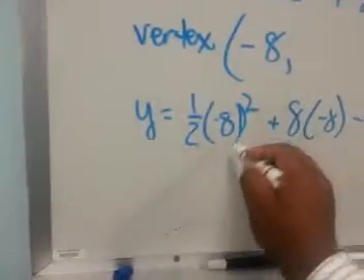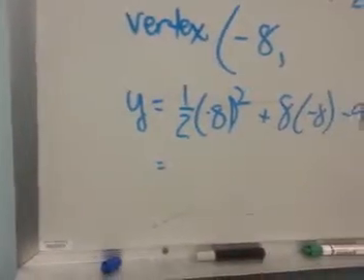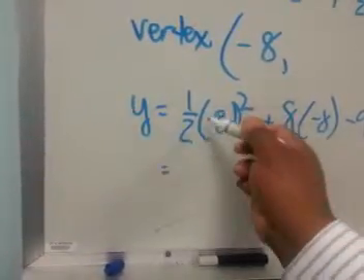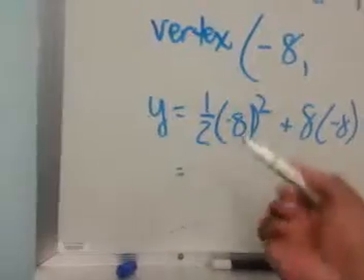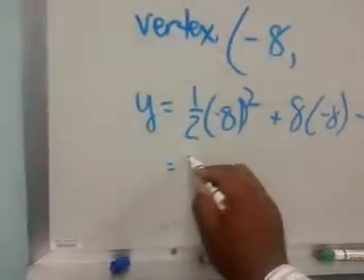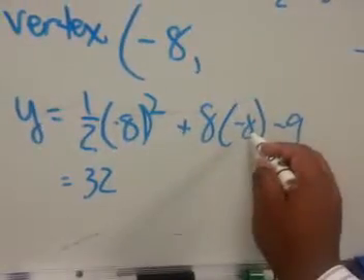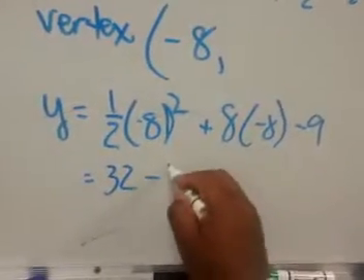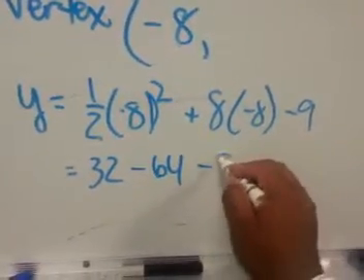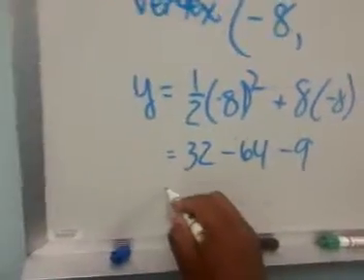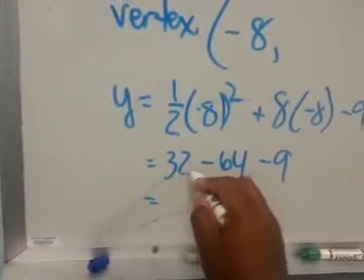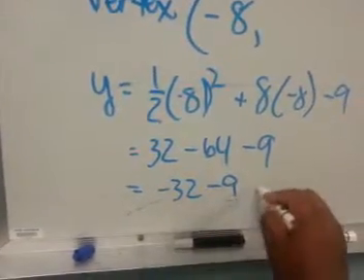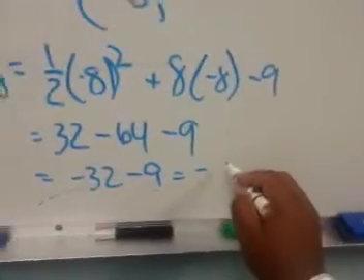Alright, that equals negative 8 squared is positive 64 times 1/2. 64 times 1/2 is like 64 divided by 2. That's going to give you 32. Negative 8 times positive 8 is going to give you a negative number, so that's negative 64. Negative 64 minus 9. Okay, so 32 minus 64 is minus 32. And then you bring down the minus 9. That equals minus 41.